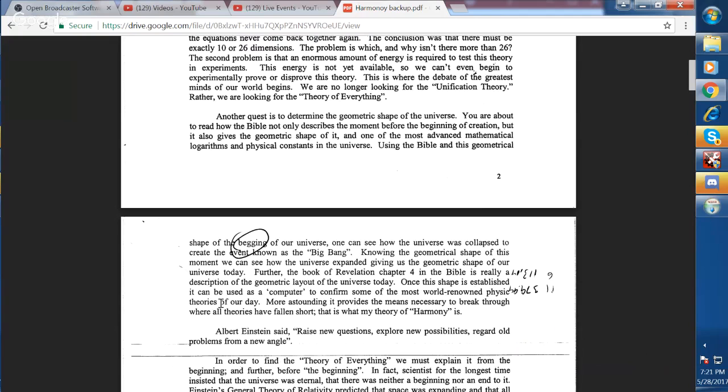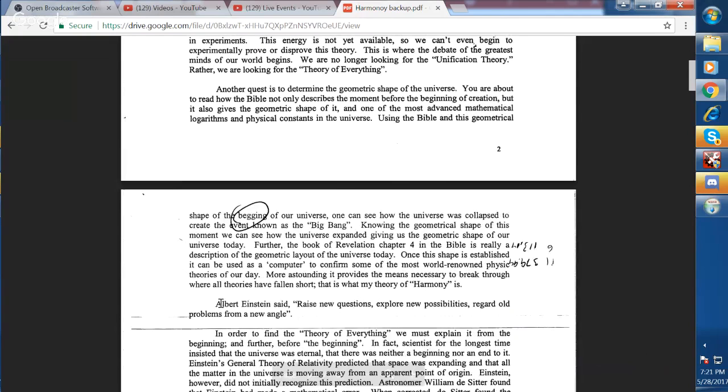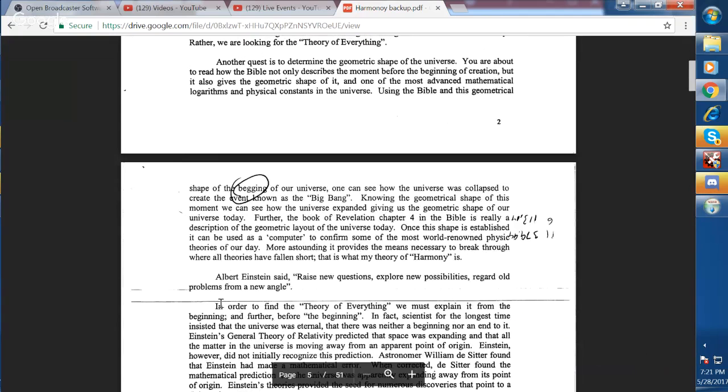More astounding, it provides the means necessary to break through where all theories have fallen short. That is my theory of harmony. And I'm going to stop there.